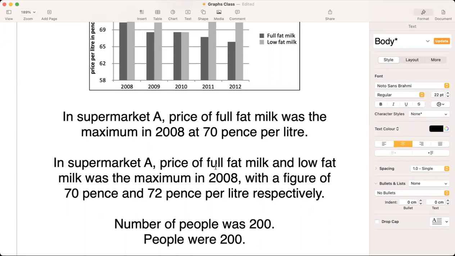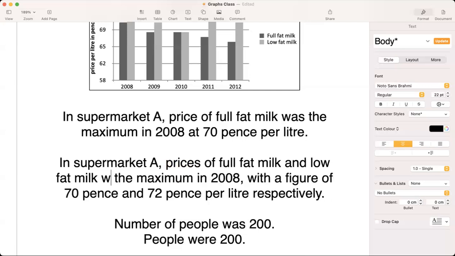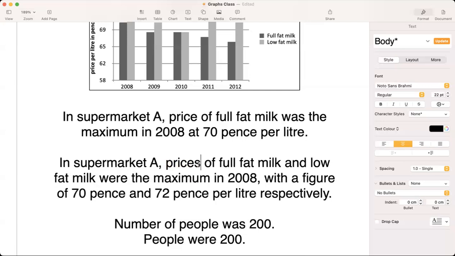अब यहाँ पे ये मत देखो price of full fat milk and low fat है. ये was लगा है सिर्फ एक word के लिए जो है price. अगर prices होता तो were आता. Prices of full fat milk and low fat were the maximum. अगर यहाँ पे price होगा तो was ही आएगा. अगर prices आएगा तो were आएगा. So we are looking at the subject. The subject is price here. And price is singular, right? So price was this much and this much. Is it clear?